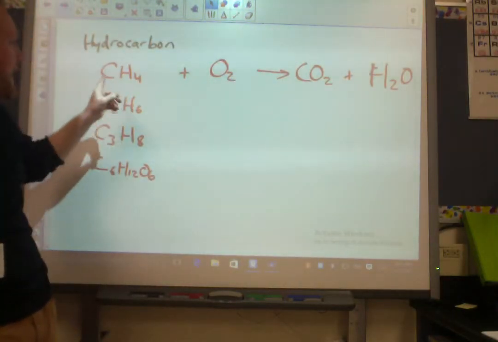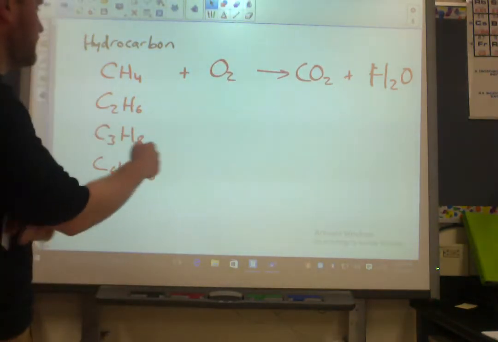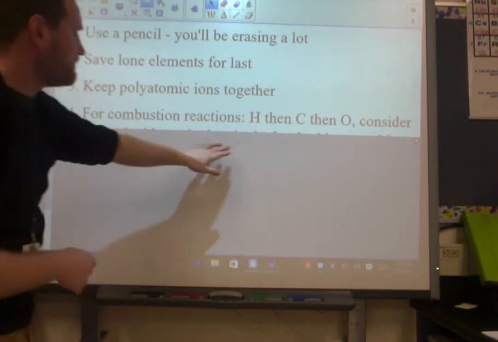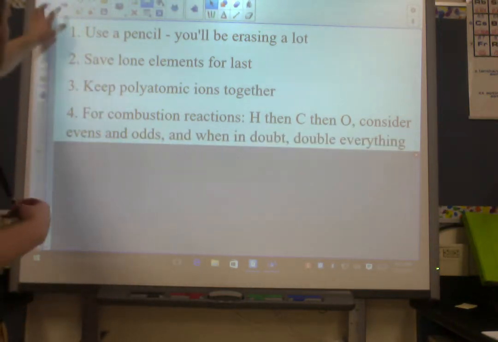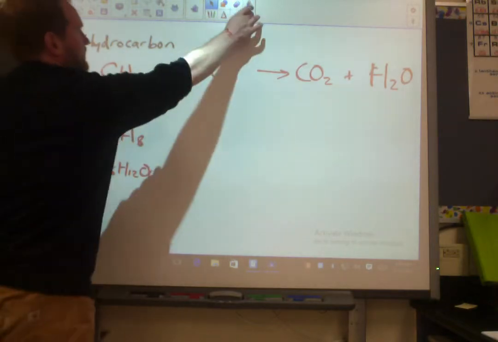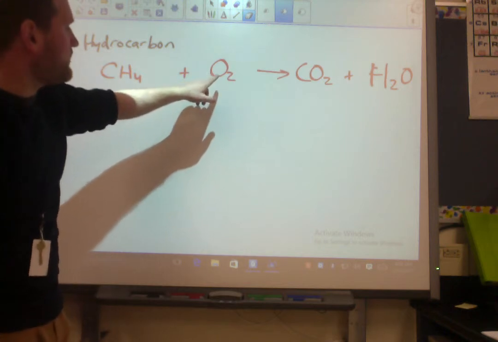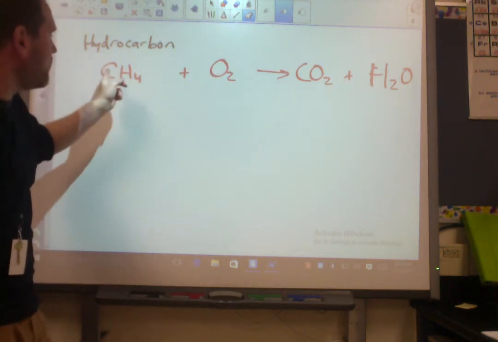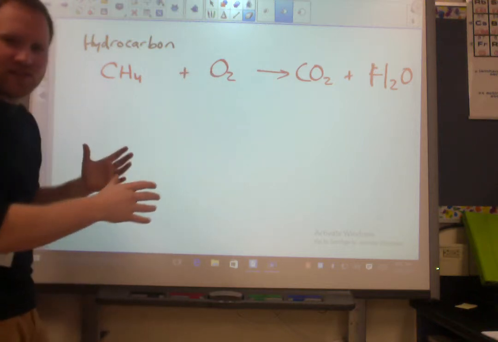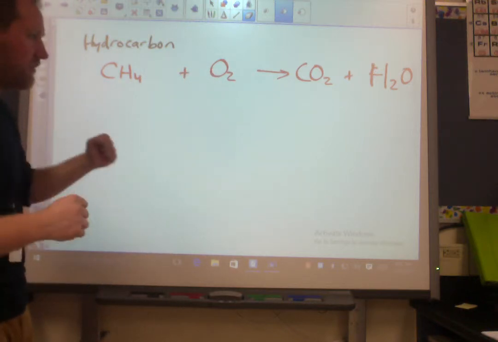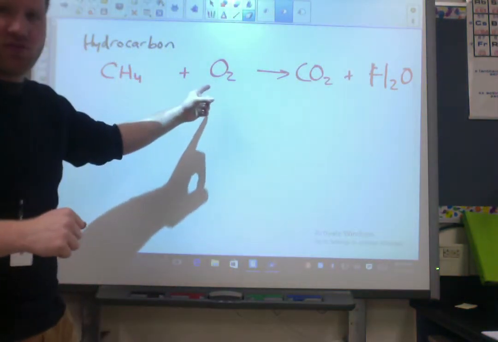And the reason you want to leave O last, you'll notice it's by itself. O2 is by itself over here. So you want to leave O for last. Next, consider evens and odds. Here's what I mean by that. Notice, let me erase this just so we can see more clearly. Consider evens and odds. Notice I have O2. I don't have any O here, so my only oxygen is in the form of O2. What that means is I'm always going to have an even number of O's on this side, because I can only ever have multiples of 2 on this side.